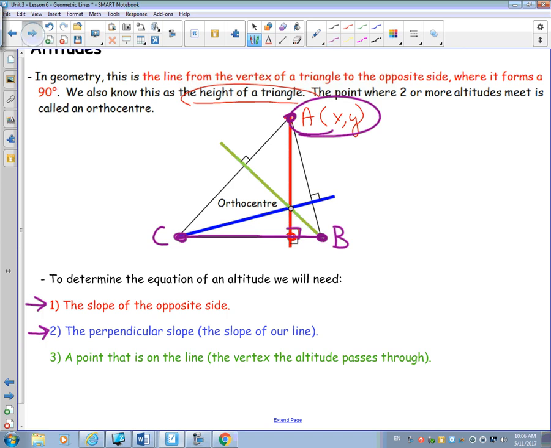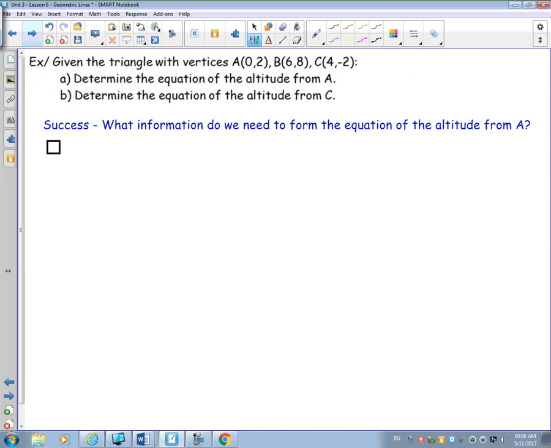I'm going to do the first one for you guys, and then you try the second one yourselves. So, given the triangle with vertices A, B, and C, determine the equation of the altitude from A and then the altitude from C. So we'll draw it out. It's actually the same triangle from the first one, in case you didn't notice that. Okay, so (0, 2), and we had (6, 8) up here, and C, (4, -2), is down here.